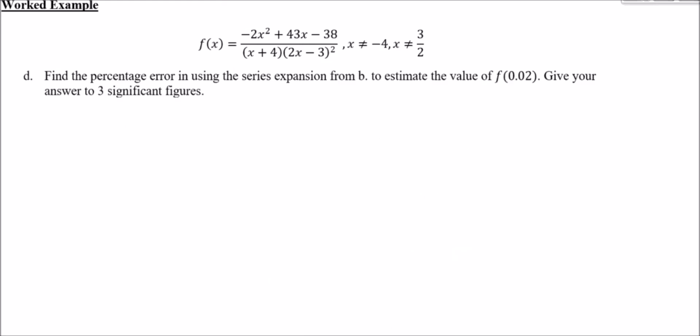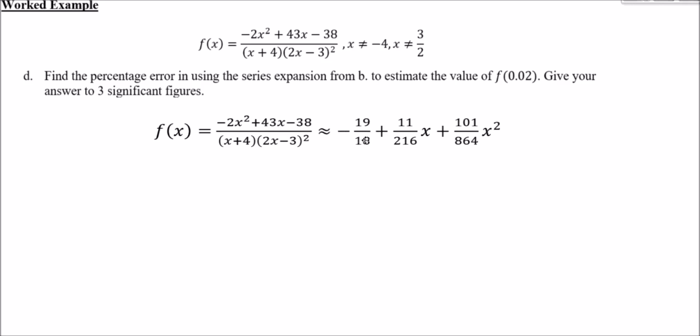Lastly, part D, we need to find the percentage error in using this series expansion from part B if we estimated the value of f of 0.02 and give that answer to 3 significant figures. So just reminding ourselves of what we actually had for our binomial expansion for this, it's this here. That's it exactly. This is our approximation. So what we need to do here into both bits is pop in the value of 0.02 for x.